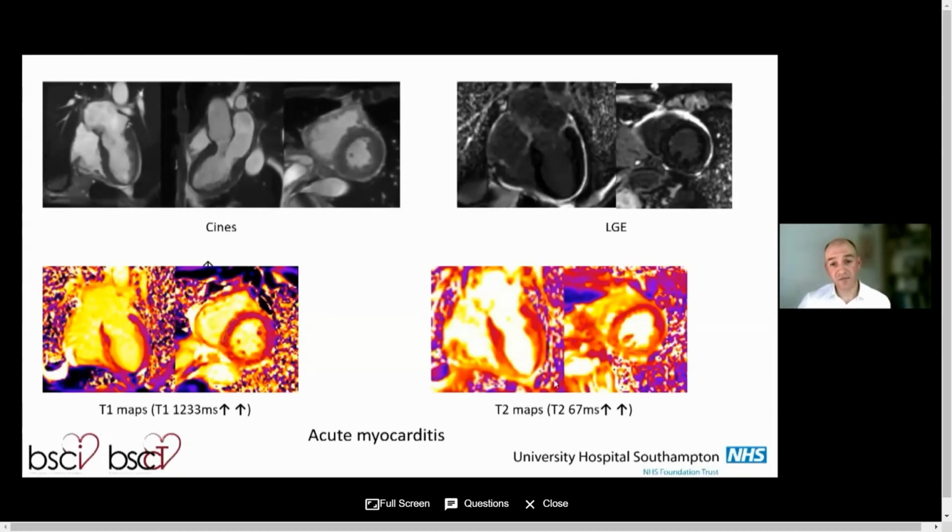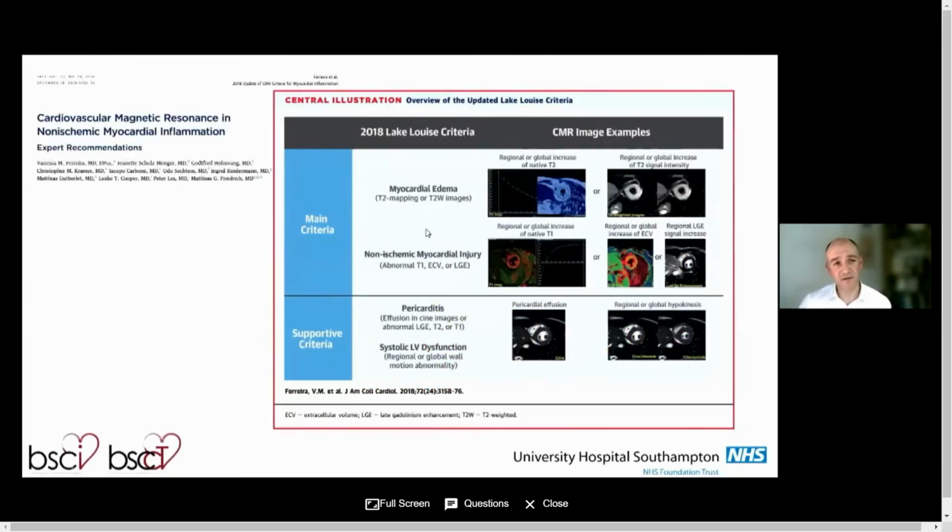There have been some recommendations on the evaluation of myocardial edema published recently, back in 2018 in JACC by this expert panel, and they've come up with specific criteria for the identification of myocardial edema and non-ischemic myocardial injury, as they describe the 2018 Lake Louise criteria. What they're asking you to look for is either a regional or global increase of native T2 relaxation time, or a generalized increase in T2 signal intensity on these black blood sequences.